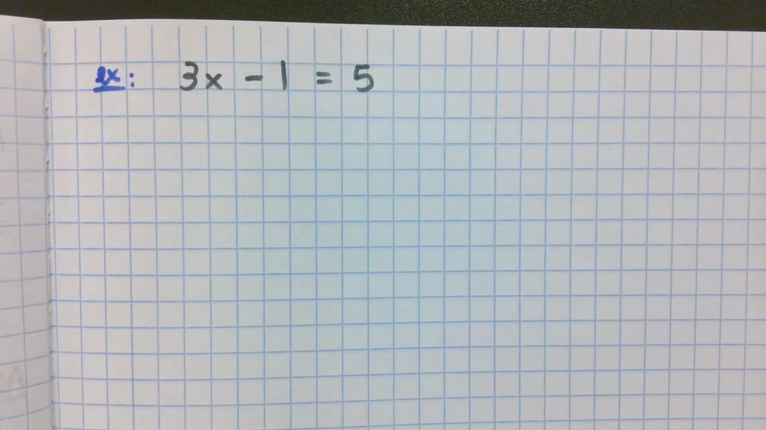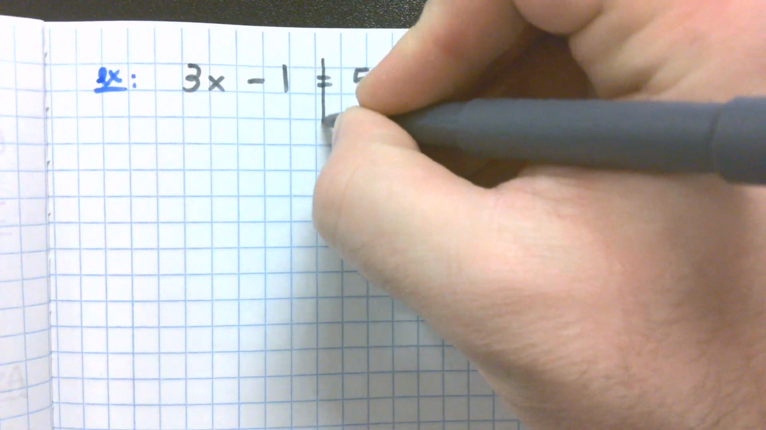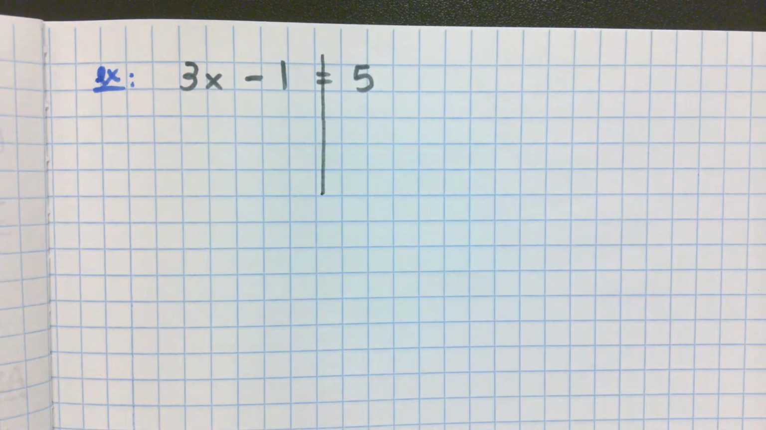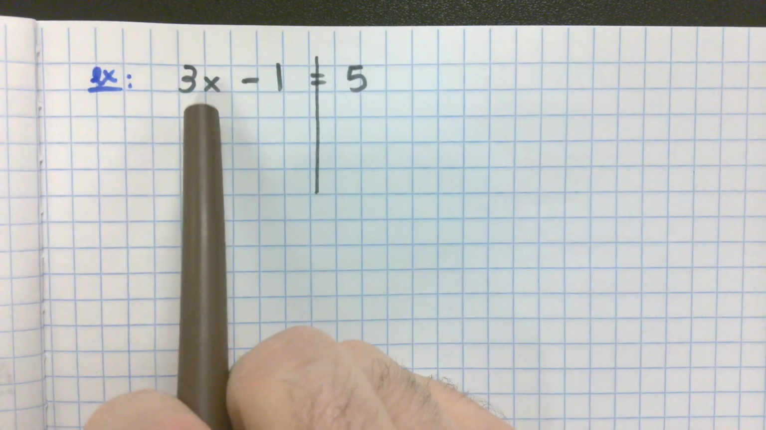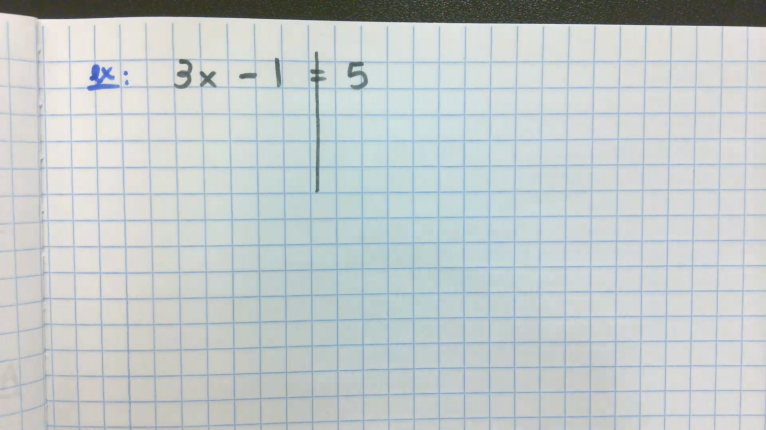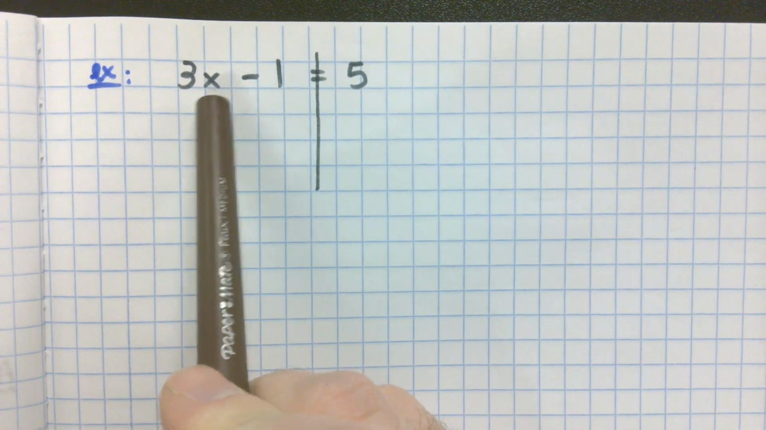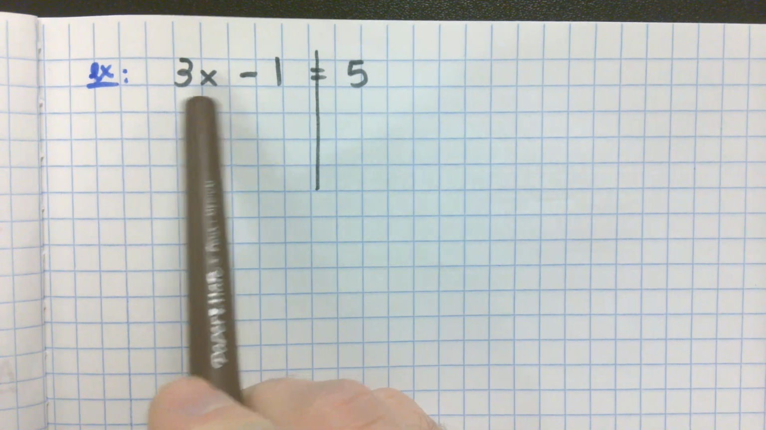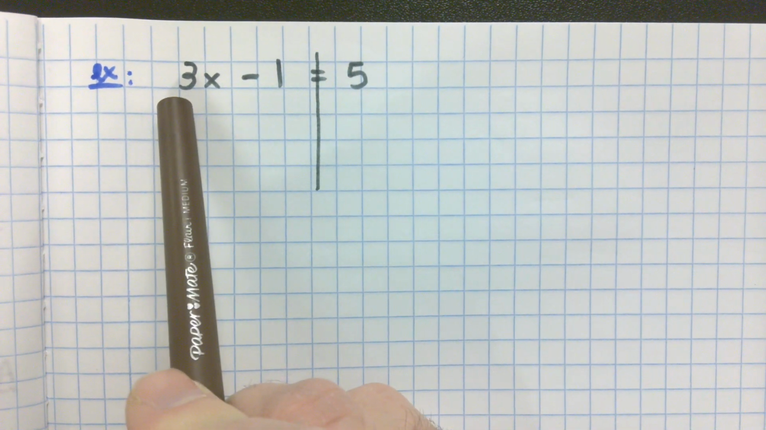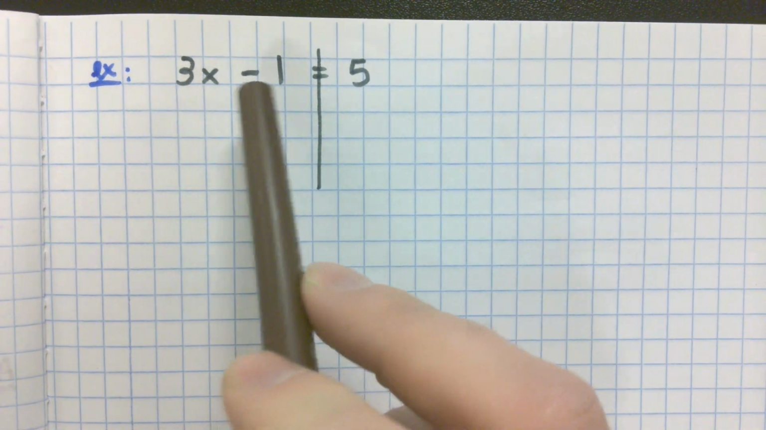What's the first thing I want to do here? Oh, the line. Exactly. We want to split our equation in two sides. Now there's two things we're doing to x here. What's one thing that we're doing to x? We're multiplying by 3. And then we're also subtracting 1.